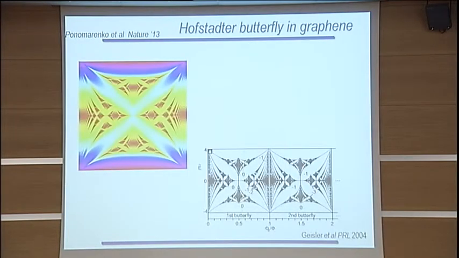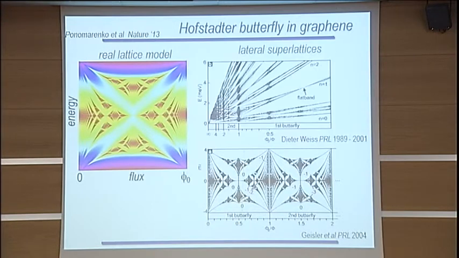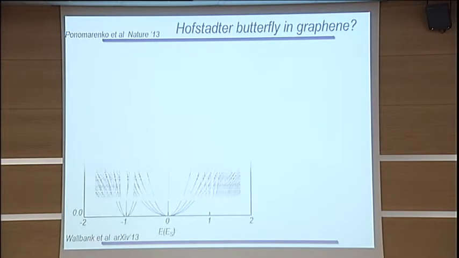The whole story, of course, resembles the famous Hofstadter butterfly, which has been studied quite intensively in lateral superlattices in gallium arsenide by Dieter Weiss. However, in those experiments you could see only small glimpses of the Hofstadter butterfly, and those experiments have been done in a different regime of weak interaction, where all you do is the broadening of the Landau levels of the massive Dirac fermions. It's very different here. We are in a strongly interacting regime.